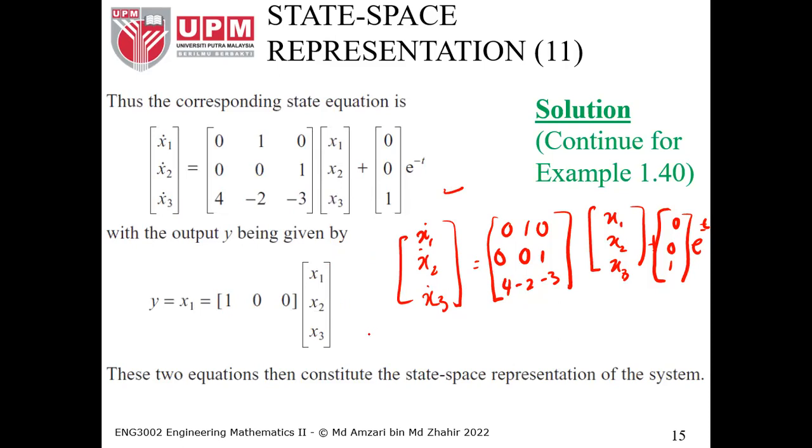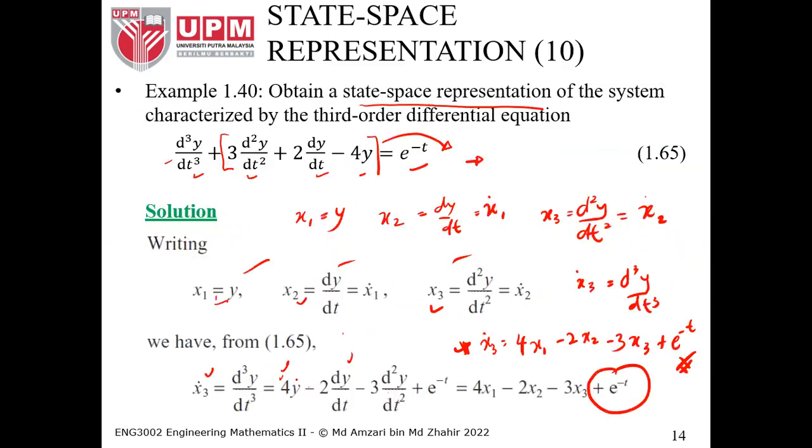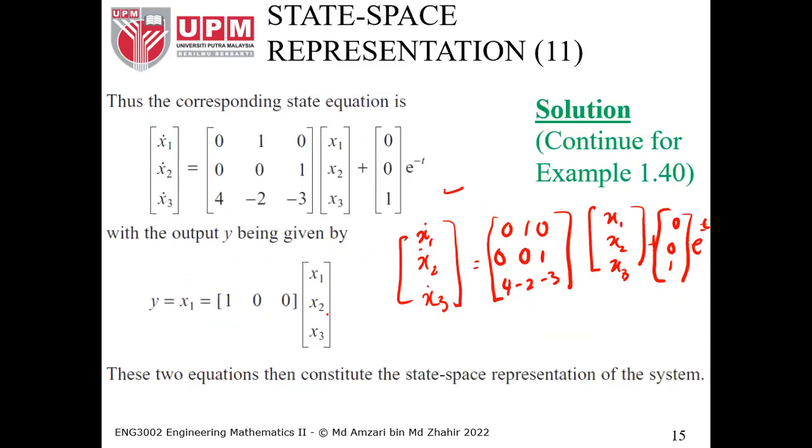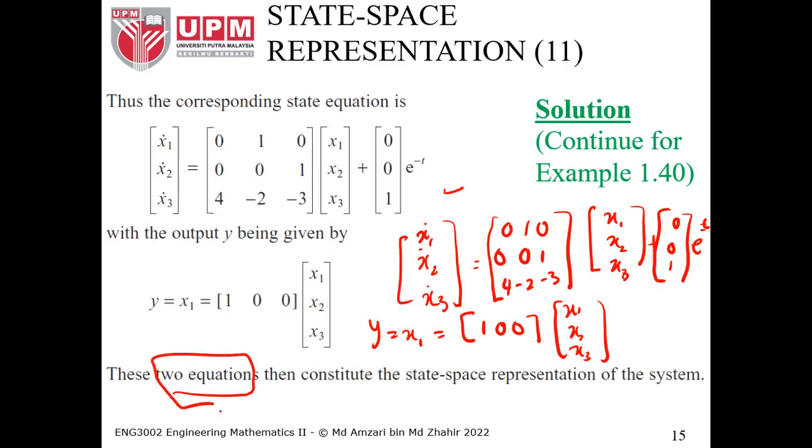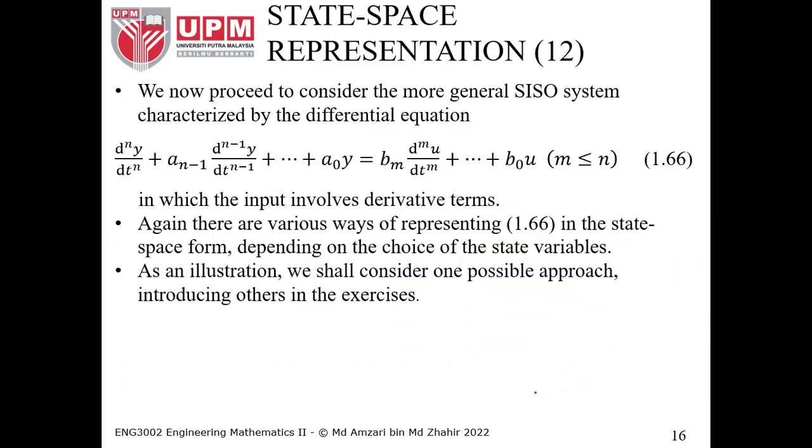Then from here, we know that our y equals x1. So the matrix will be y equal to x1. In terms of matrix, the matrix will be 1, 0, 0 times x1, x2, and x3. So we know 1 times x1 becomes x1, and 0 times x2 and 0 times x3 become 0. So we get y equal to x1. So these are the two main equations that constitute the state space representation of the system.